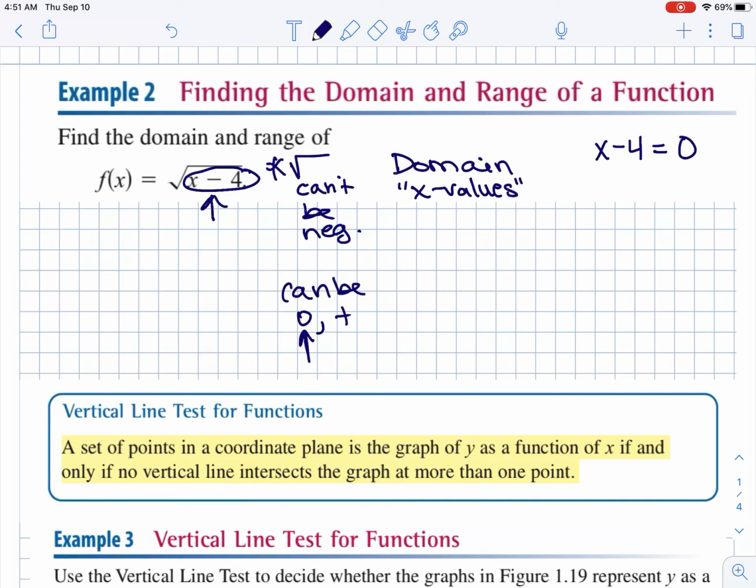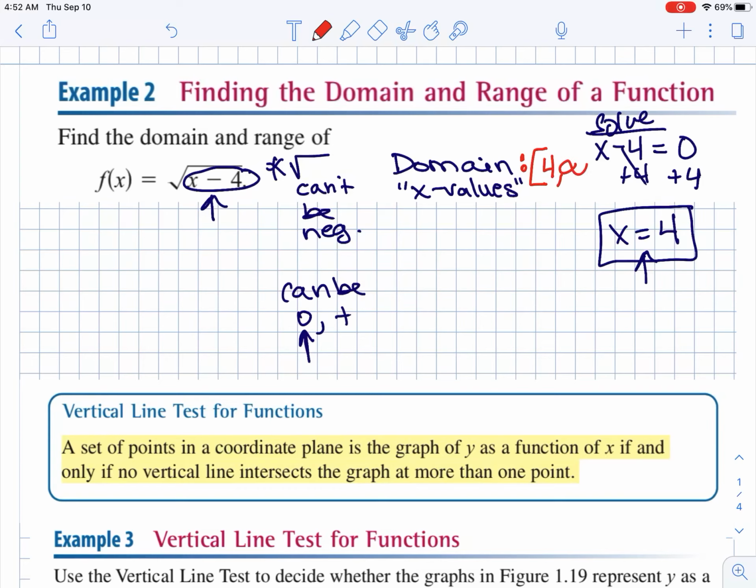Okay, so we're just going to solve this. Add the 4. We get x equals 4. So we know x equals 4 is kind of that tipping point where if we go any less than that, we'll have a negative value. So for our domain, we're going to say the domain is basically nothing less than 4. So we're starting at 4 because it can equal 4, and it's going to go to positive infinity and end right there.